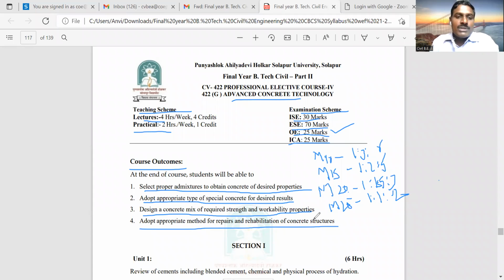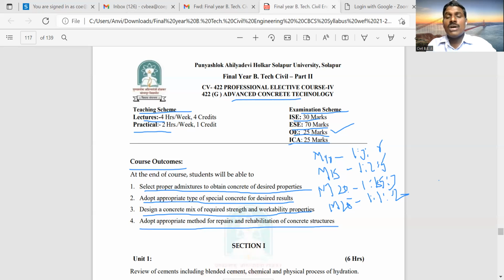So, the appropriate method for repairs and rehabilitation. You have seen so many concrete structures. If we go outside our room, or even the room in which we are seated is itself a concrete structure. Outside you can see so many concrete structures, starting from buildings to water tanks, dams, bridges, apartments.